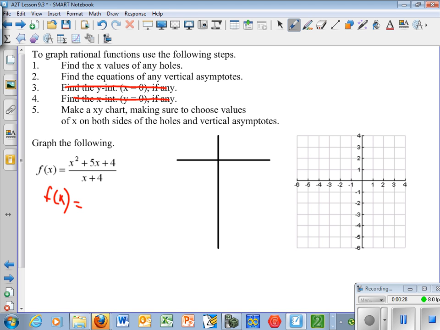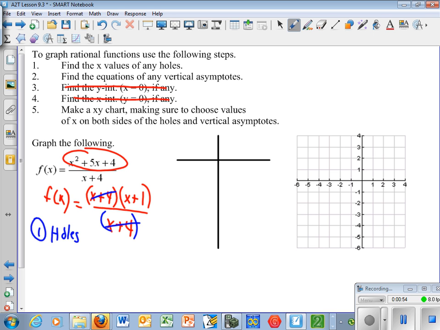So what I'm going to do is factor the top. Okay? x plus 4, that can't be factored on the bottom. But on the top, I want factors of 4 that add up to 5. So 4 times 1 would be my factors. Now, if you notice, there is a factor of x plus 4 on the bottom. That actually cancels. So, number 1, if we're looking at holes, a hole would occur when that factor that canceled equals 0. So I would subtract 4 to find the hole, which means my hole is at negative 4. And this is what I was talking about earlier.